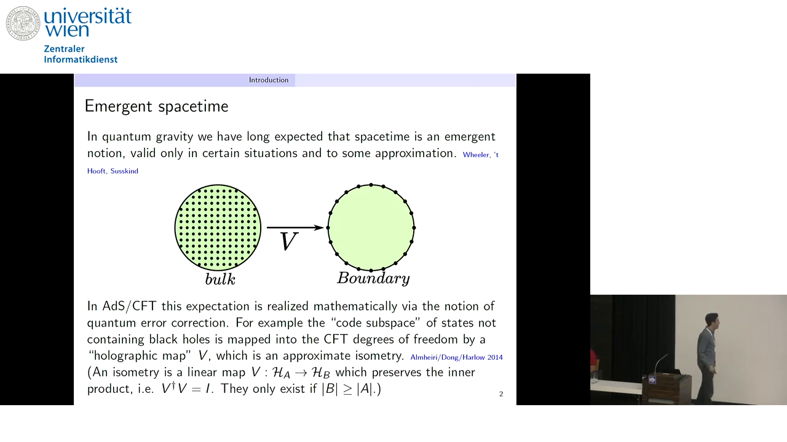Okay, I promised my collaborator I would define isometry. So an isometry is a linear map which preserves the inner product. And it only exists if the dimensionality of the target is at least as big as the dimensionality of where you started.